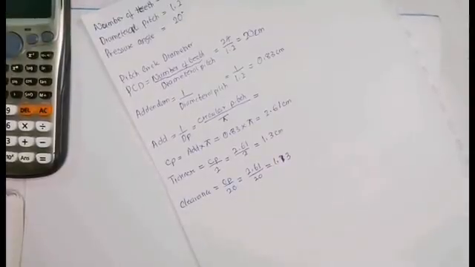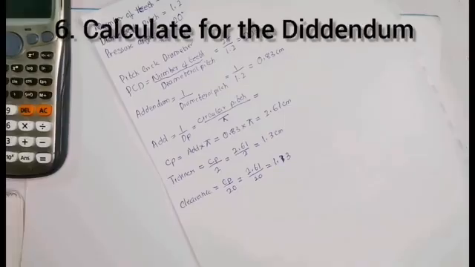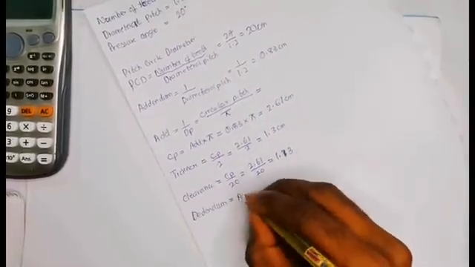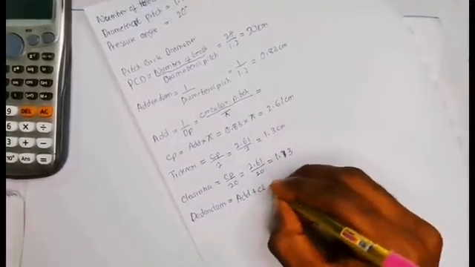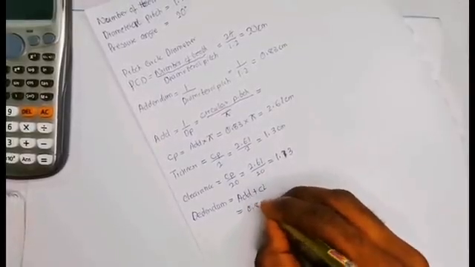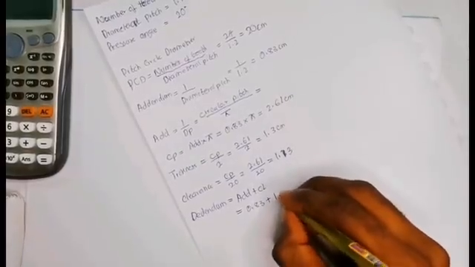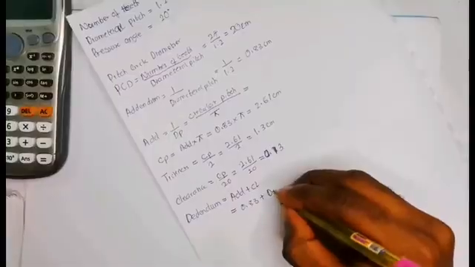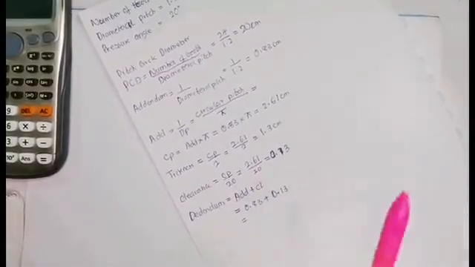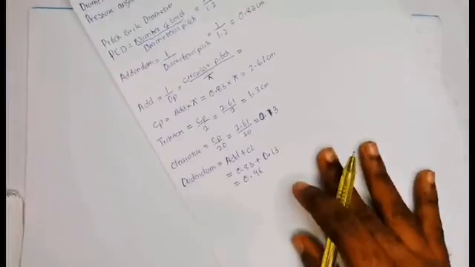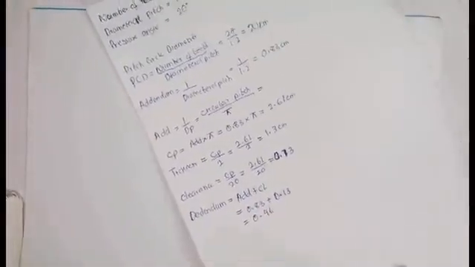Next off, we calculate for our dedendum. Calculating for the dedendum, which is addendum plus clearance. Addendum, as calculated earlier, is 0.83 plus our clearance 0.13. Sorry for the error. Let's do the calculation. 0.96.